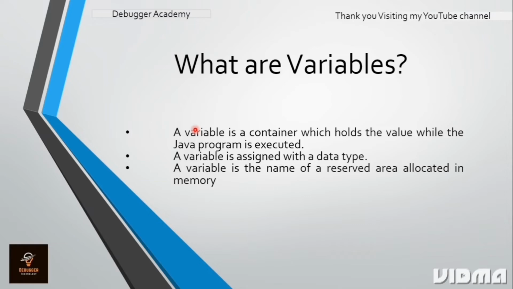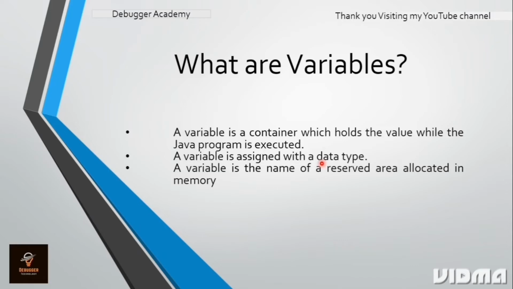Now a variable is assigned with a data type. I have not yet explained what a data type is; I'll tell you in the next lecture. For now, just remember, a data type specifies what type of data a variable holds. For example, if a variable is holding an integer value, then int will be the data type for that variable. If a variable is storing a character value, then char will be the data type. I'll explain with the help of coding.